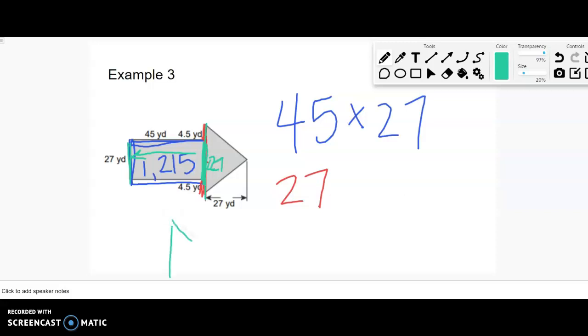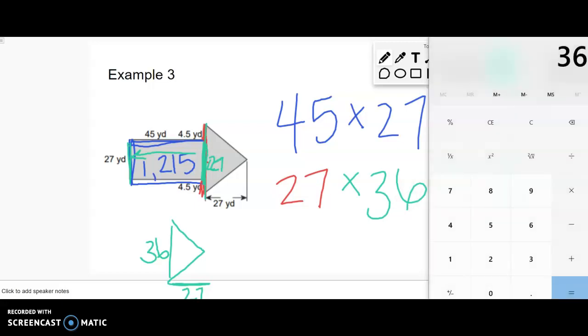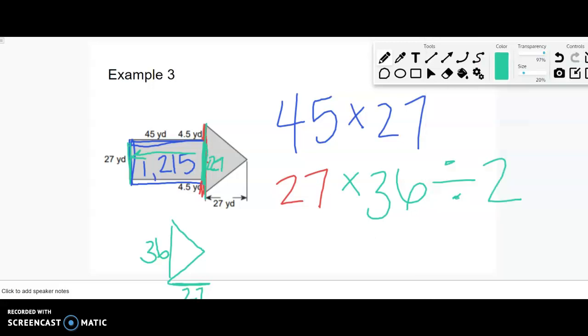So if I just redraw the triangle, I can say, okay, 36 is the base. They told me 27 is the height. So I can multiply those together and then divide by 2 because it's a triangle. Remember, triangles, we always divide by 2. So 27 times 36 divided by 2, 486 is the triangle. So I have my triangle is 486.